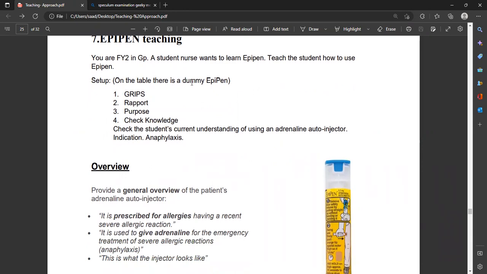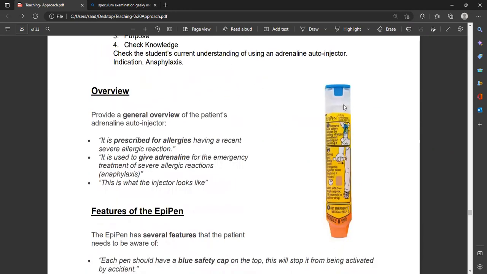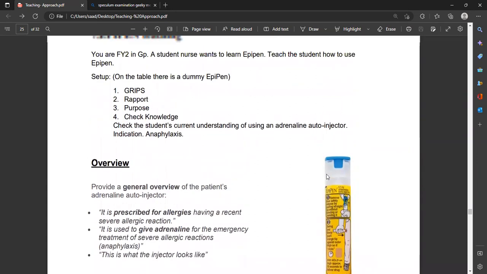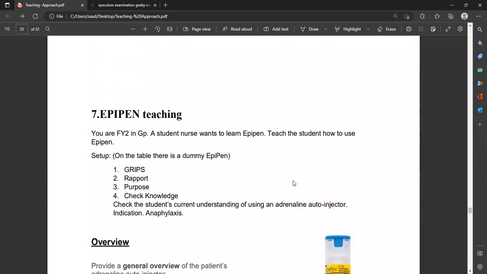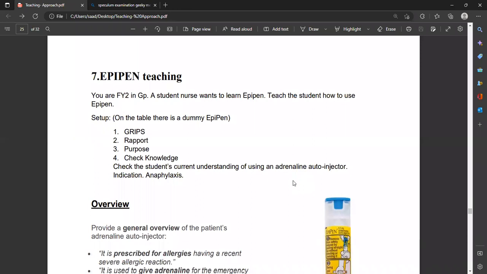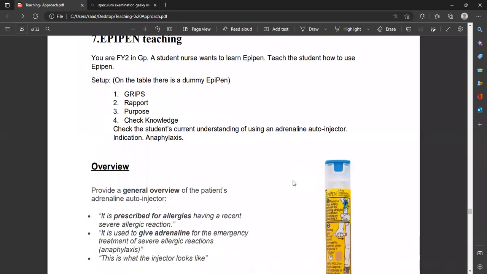Setup. There is a table and there is a dummy EpiPen. This is a dummy EpiPen. They do not have real adrenaline. They are just for learning purposes. Again, you have spent a good 90 seconds outside your cubicle. You enter, greet, introduction, build rapport, purpose, and you have checked the knowledge. Do you know, Alex, what is EpiPen? EpiPen is a device that contains adrenaline in it, and it is an auto-injector, and it is used in anaphylaxis. Just in two sentences, it's covered.